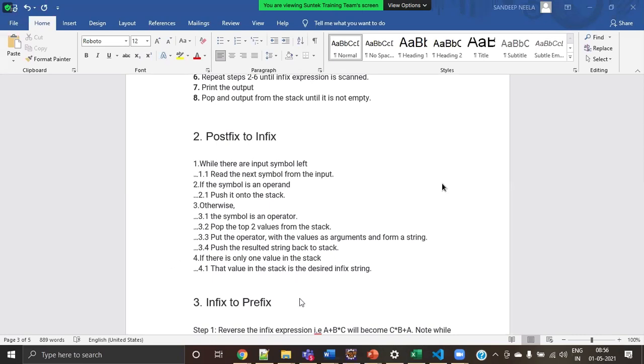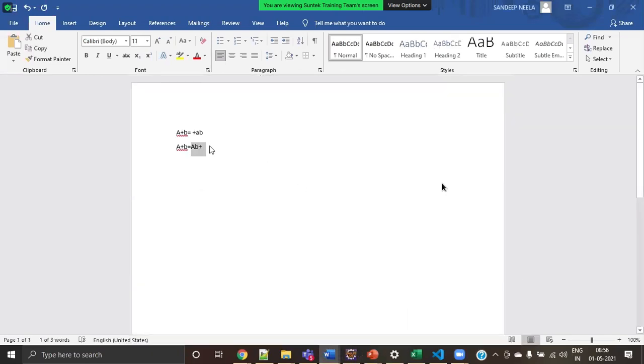So what he is saying is, if it is given A B plus, first we need to push into the stack until we encounter an operator. So first we will push A, then B, then again plus came, right? So what he is saying is pop the elements A and B, and push back A plus B to the stack again.